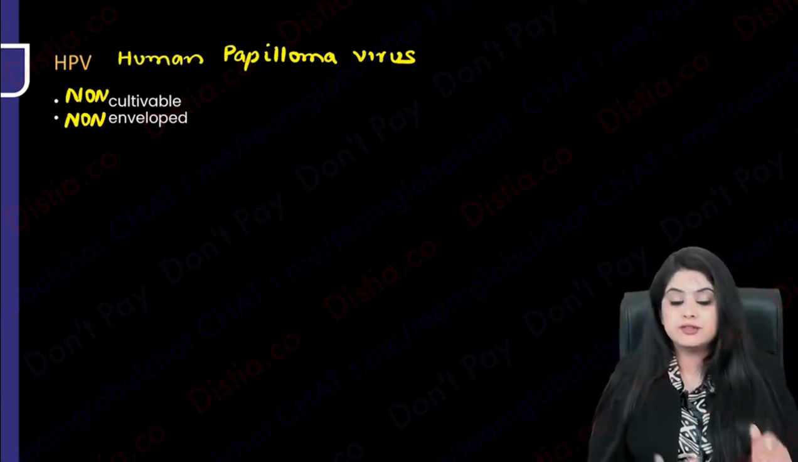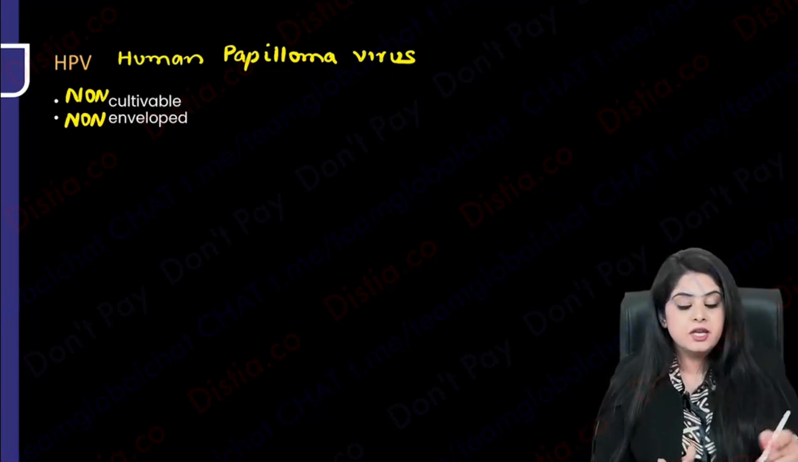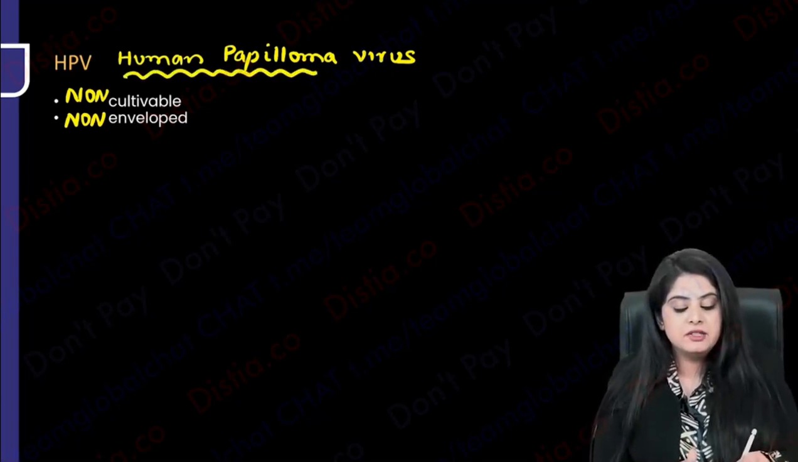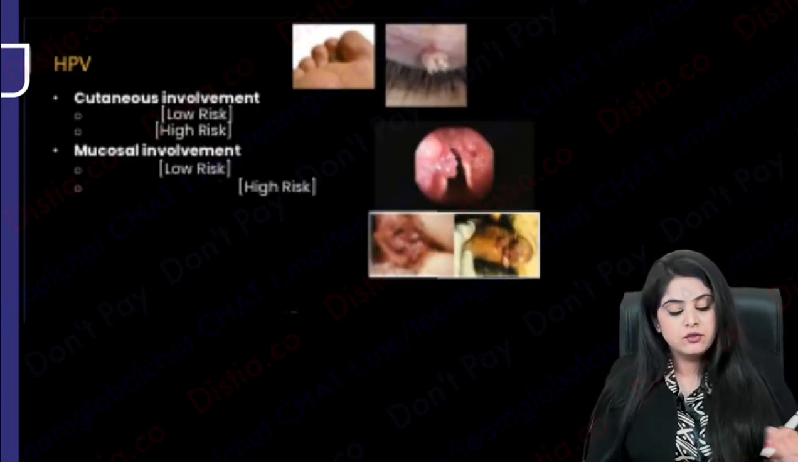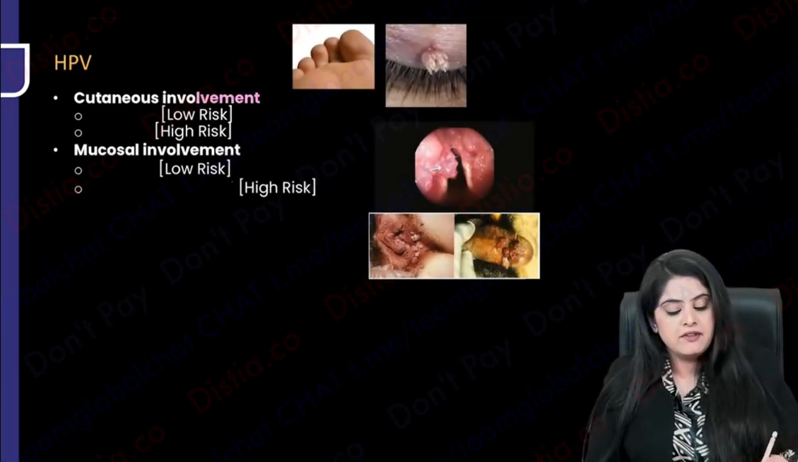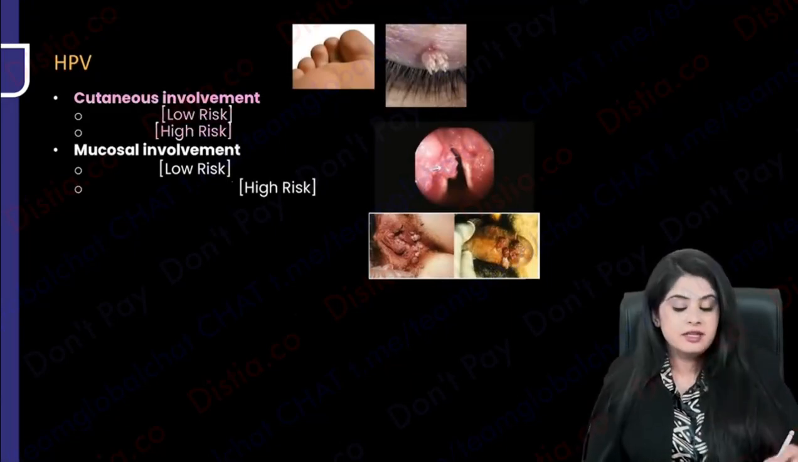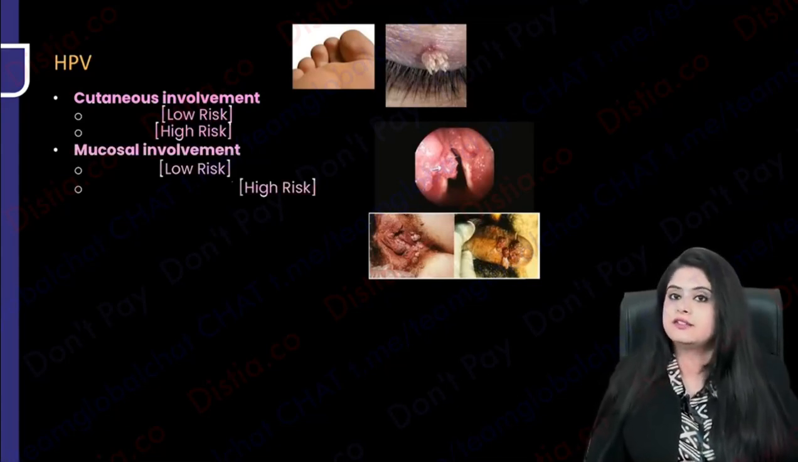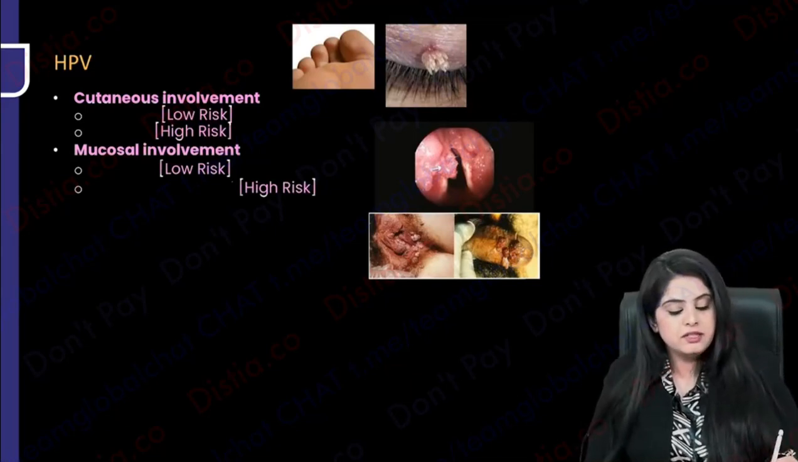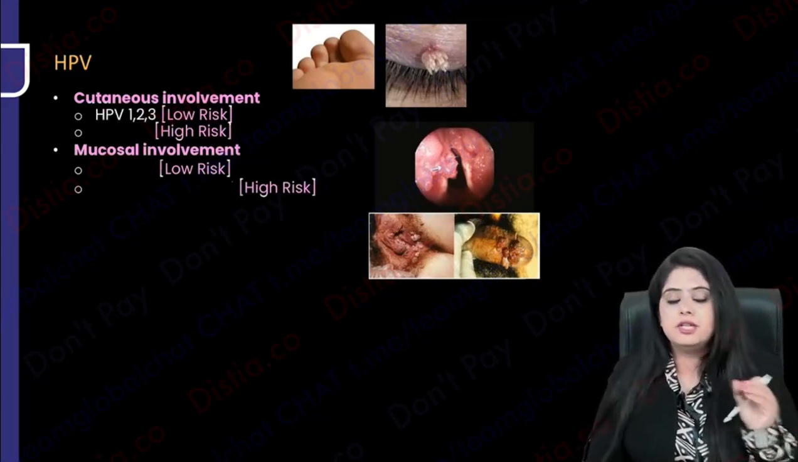Lots of strains are there. So for simplification, what I've done, human papilloma virus can either involve the skin or the mucosa. When it's involving skin, I have divided them into low risk and high risk. When it's involving the mucosa, I have again divided it into low risk and high risk.